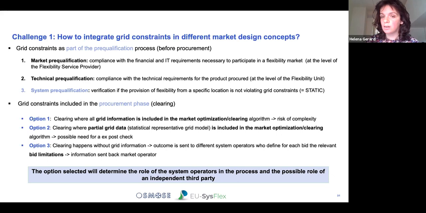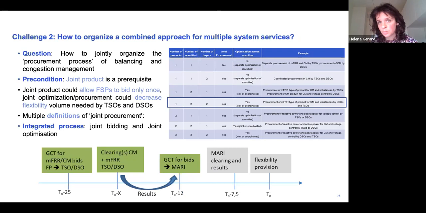Next slide. The second challenge was related to the organization of a combined approach for multiple system services. And the detailed question was, can we actually do something jointly for the procurement process of balancing and congestion management? Answer was yes. Precondition is that we need to have a joint product, meaning that specifications for the product for balancing and congestion management should be similar or ideally even the same. If you then have a joint product, you can allow flexibility service providers to just bid only once.